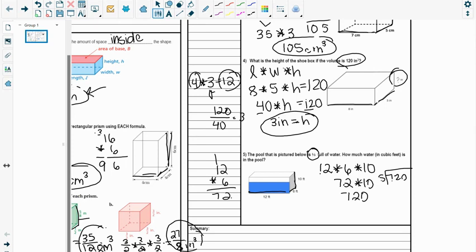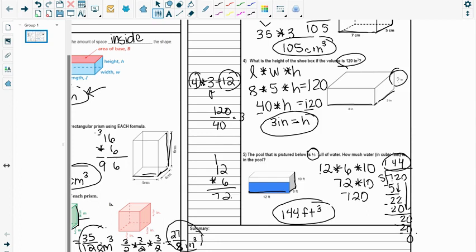And you're just doing your long division. 5 can go into 7 once. 1 times 5 is 5. Subtract, bring down. 5 can go into 22 4 times. That would be 20. Subtract, bring down. 5 can go into 20 4 times. Subtract, nothing to bring down. So we are done. 144 feet cubed would be how much water it would be when it's 1/5 full.